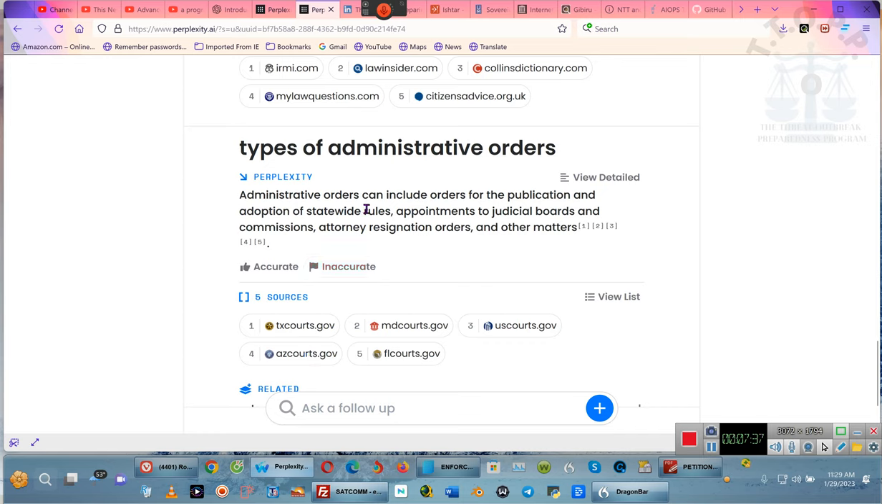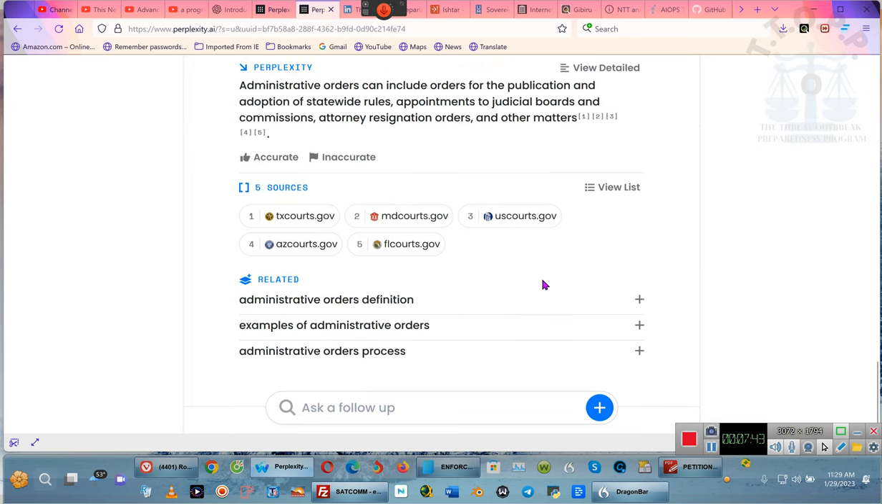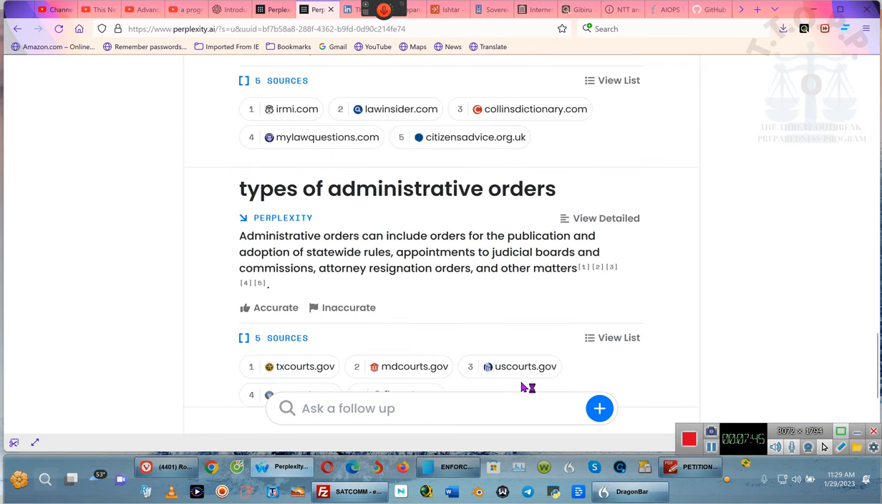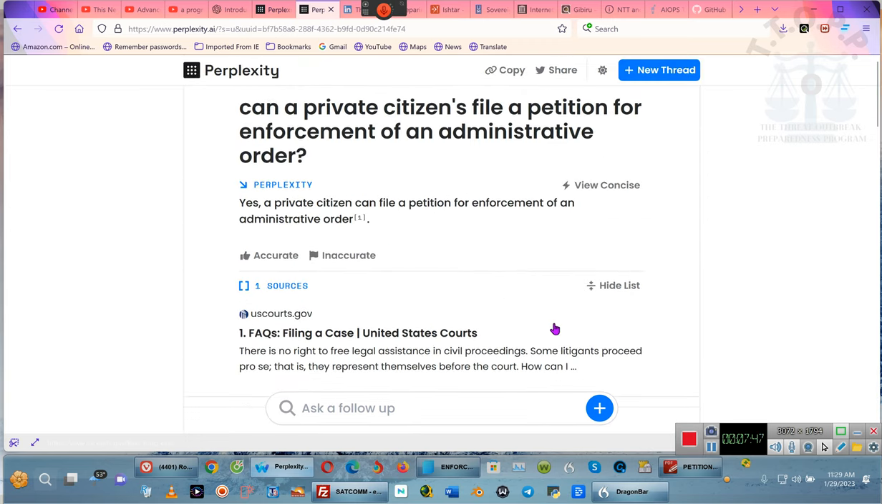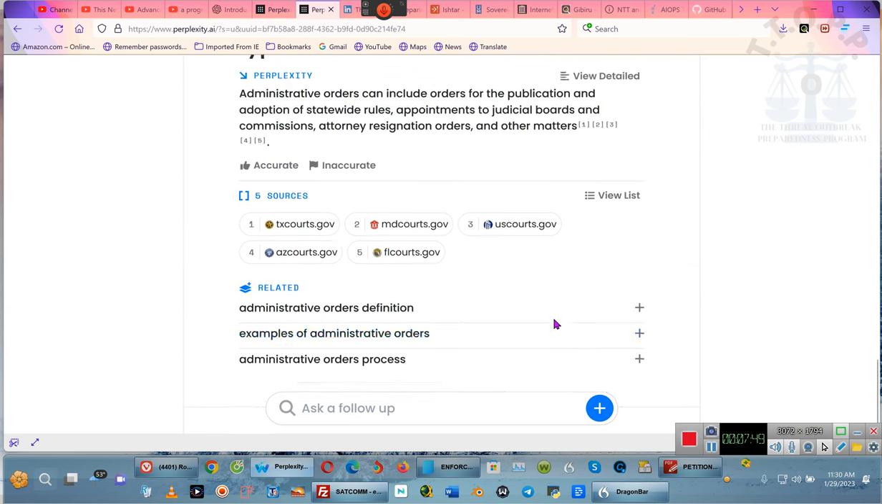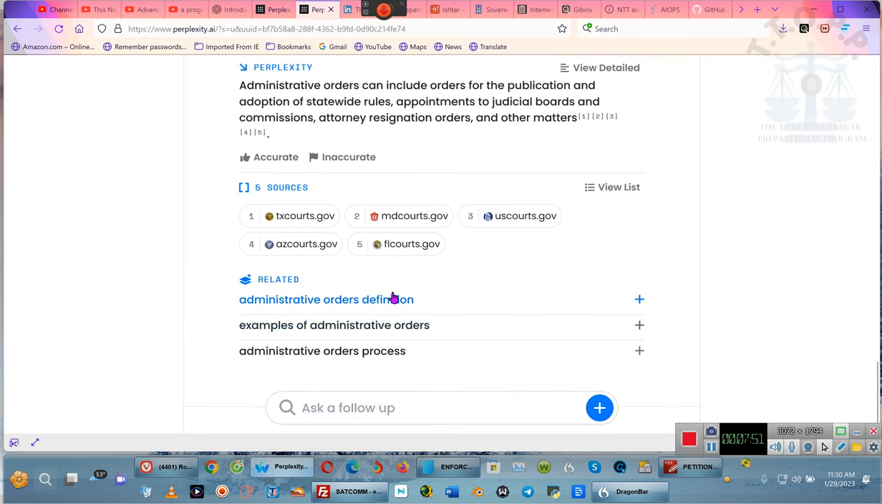Types of administrative orders. Well, we've already done this, but let's do it again. Types of administrative orders include order for publication, so adopting the statewide rule, appointment of judicial officers, and so on. Now, this is perplexity.com. So everything that we just showed you is perplexity.com. Now, administrative order definition, examples of administrative order process. I'm interested in administrative order process. So we're going to click on the plus sign.